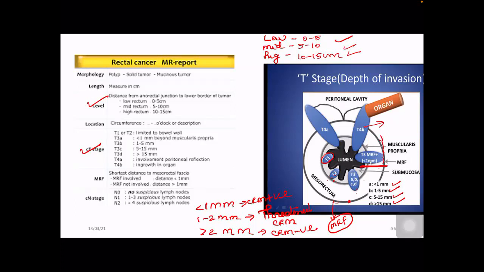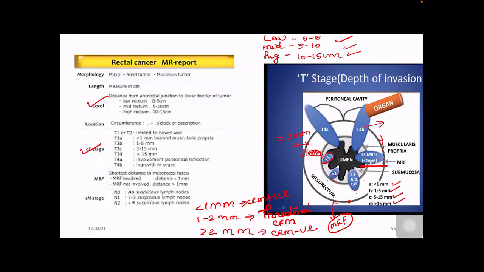Fine. So ideally, the tumor should be like this, and the distance from this tumor till the mesorectal fascia should be greater than 2 mm. That's what I mean by circumferential resection margin. You understood now? Fine, guys. Can I go ahead?